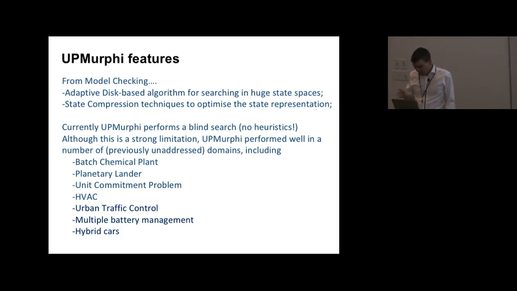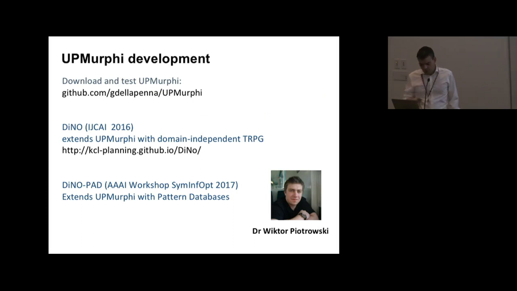There has been further development on UPMurphi. First we tried to introduce a domain-independent temporal relaxed planning graph, so you basically have the temporal version of the RPG embedded into UPMurphi. This was basically the thesis of Victor Petrosyan. Then we also extended it using pattern databases, which has been rejected a number of times. So the message here is: never give up if your papers get rejected, but keep trying and fighting for the work that you find is worthwhile.